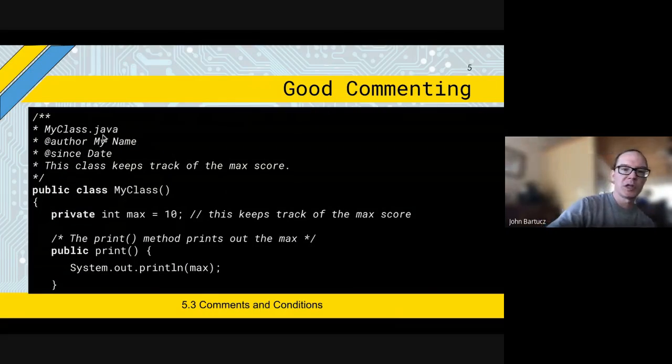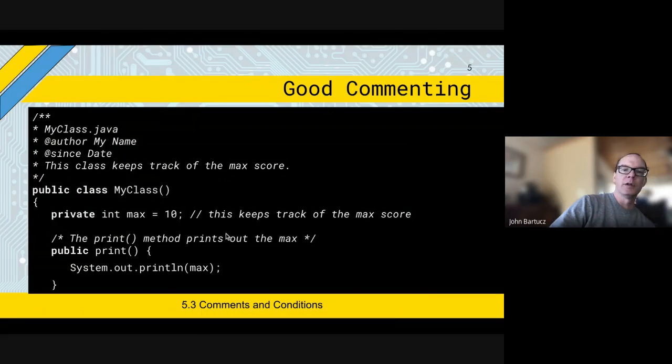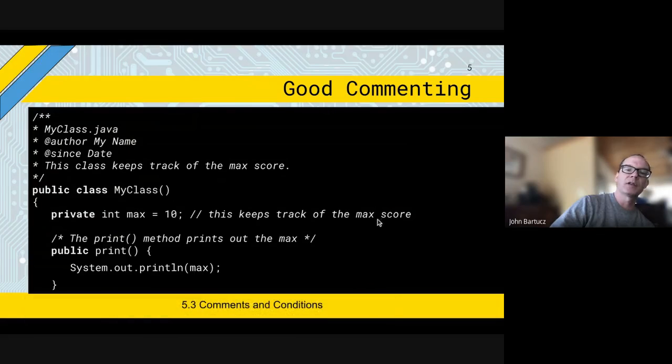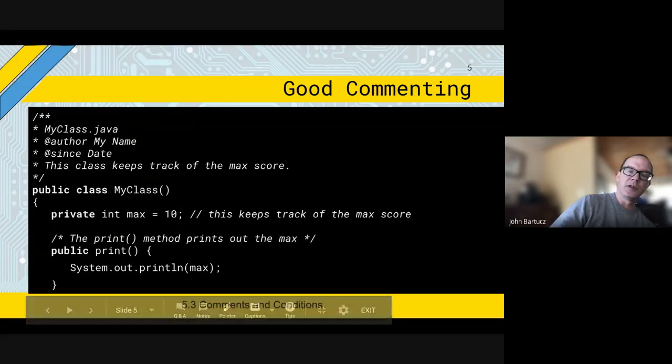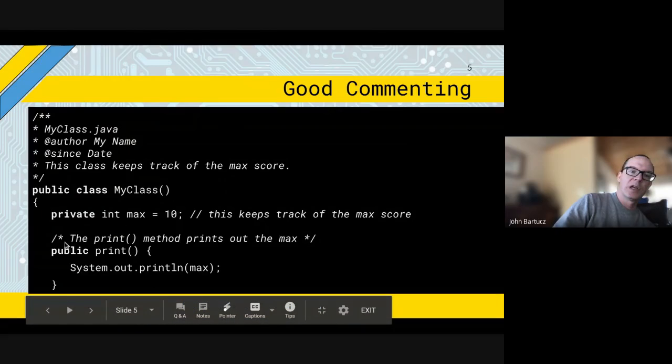So here's an example. You can see the /**. So that is how you would write a Java doc for your class. But what we will do more of is where you see this keeps track of the max score with the 2 forward slashes. That means that that is there for programmers to read, and the Java compiler will completely ignore it. Same with the print method, prints out the max.